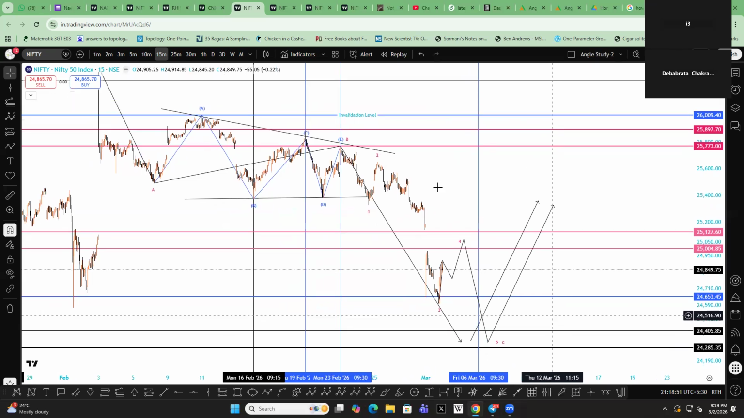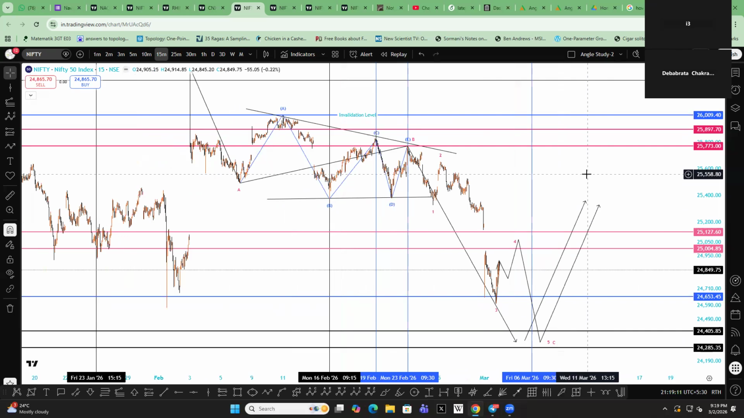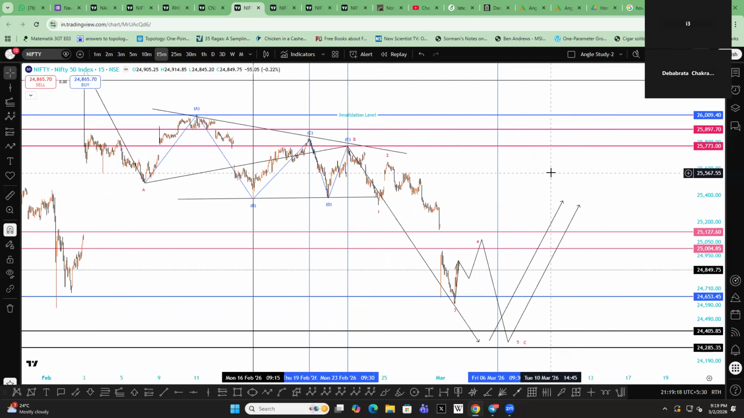There is also an important clue, because this should be the last wave: whenever a triangle comes, this move is the last move in the same direction. So let's see what unfolds in the market. The general sentiment of the market is very weak, but you should buy the weakness and sell the strength. That's our purpose.